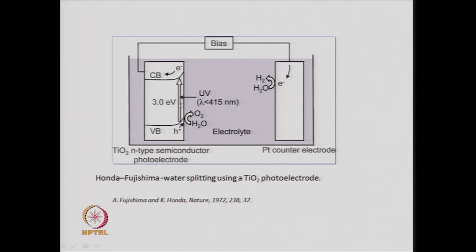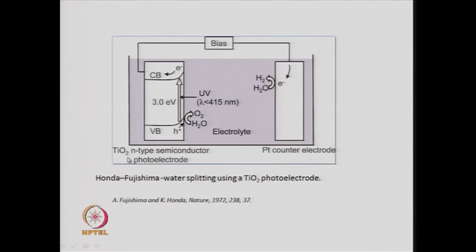You have this cathode where these electrons are going to the external circuit, and this electrode is of titanium dioxide with a band gap of around 3.1 electron volts. This is the valence band of titanium dioxide, this is the conduction band, and this is an N type semiconductor, and this is the photoelectrode. What you mean by a photoelectrode is that when you want to do an electrochemical reaction in the presence of light, you have electrodes on which light has to shine.